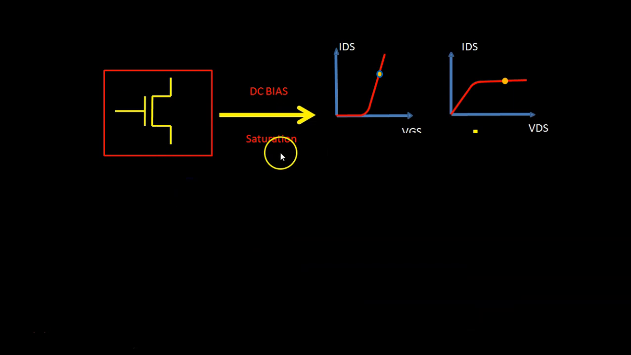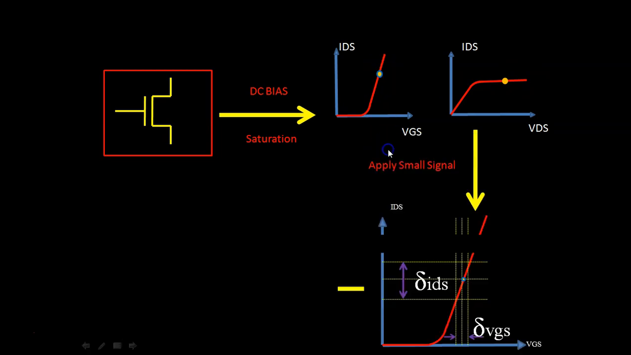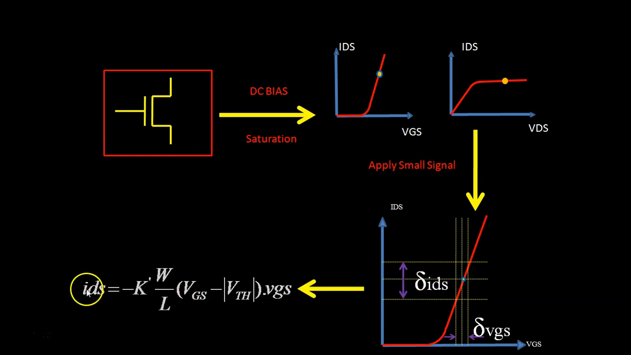So what we have to do is take a MOSFET and apply bias such that VDS is greater than VGS minus VT, so it operates in saturation, and VGS must be greater than VT. Then once you are biased at this point, apply a small signal change in VGS. You will notice a change in IDS, which is equal to this equation: small ids is kn dash W by L (VGS minus VT) into small vgs.